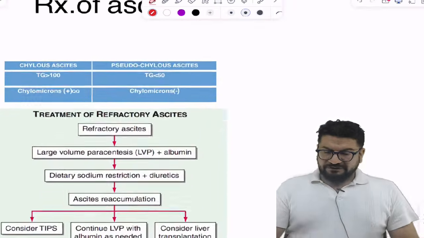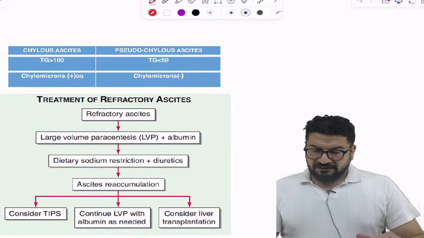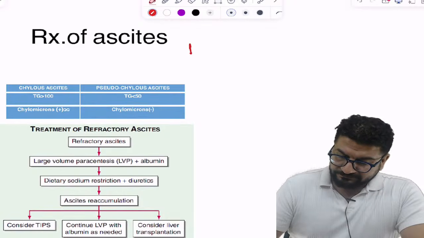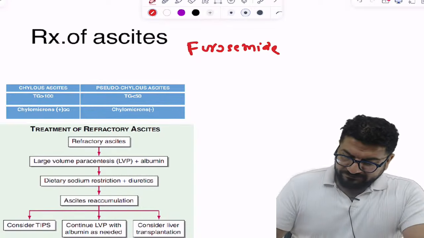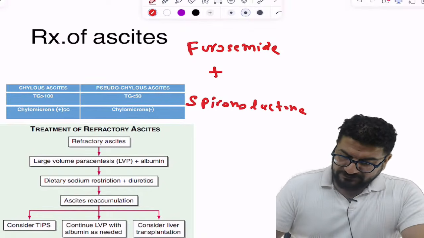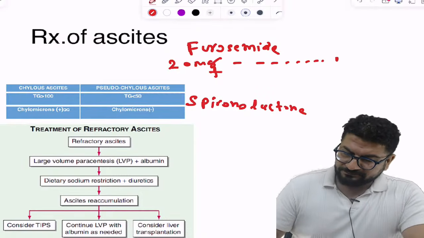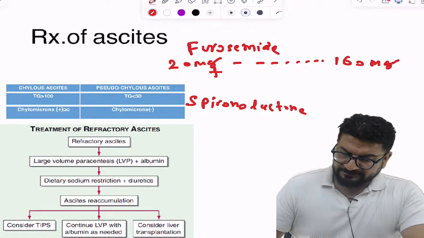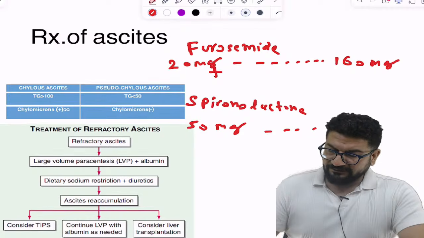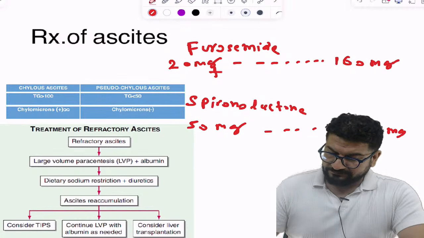Now they ask you the treatment of ascites. In ascites, first we use furosemide and spironolactone combination. We start furosemide with 20 mg and we can give this up to 160 mg. Spironolactone we start with 50 mg and we can give this up to 400 mg in a day.